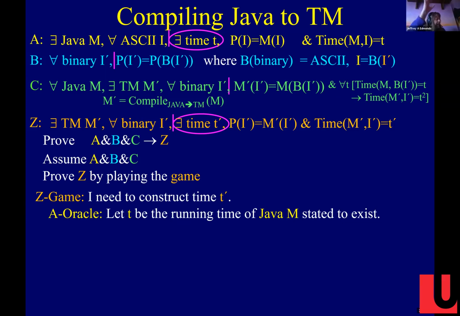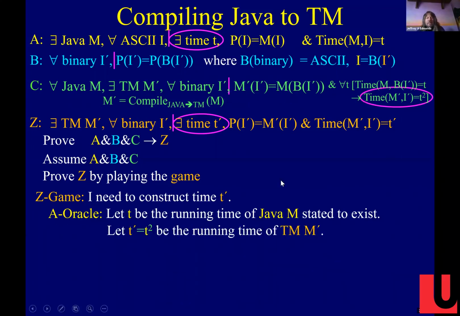Here it is, right? So I can say, let T be the running time of the Java program that's stated to exist. She's promising me that it exists, and she gives it to me, right? Does that make sense? The way we write it in a proof is we say, well, A is saying that something exists, so let T be the thing that is stated to exist. All right?